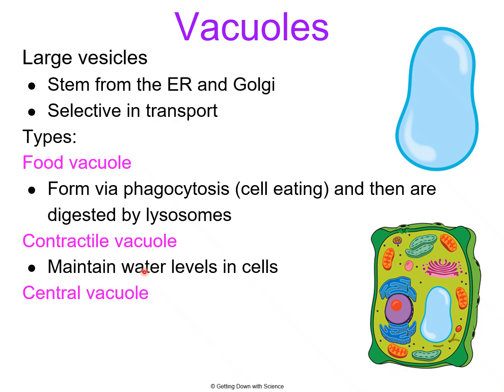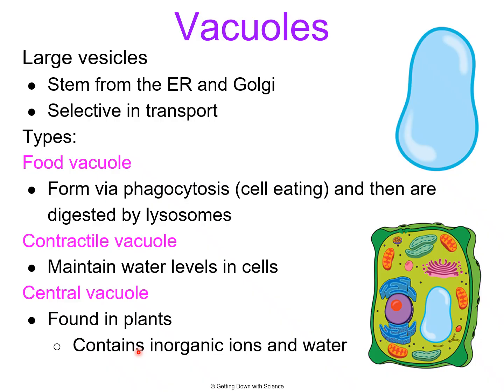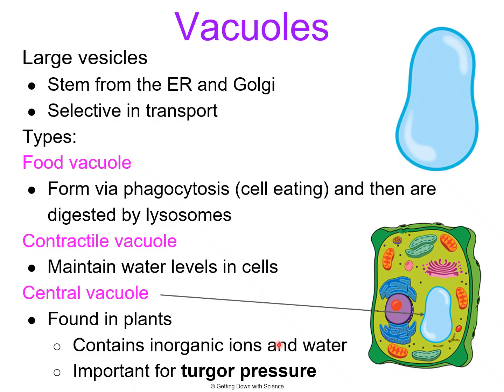And then we have the central vacuole. The central vacuole is found in all plant cells, and it is the big organelle found inside plant cells. What do central vacuoles contain? A lot of water and also inorganic ions, and they play a role in the turgor pressure of the cell. So they also play a role in keeping the cell osmoregulated. And that's a picture of the central vacuole.